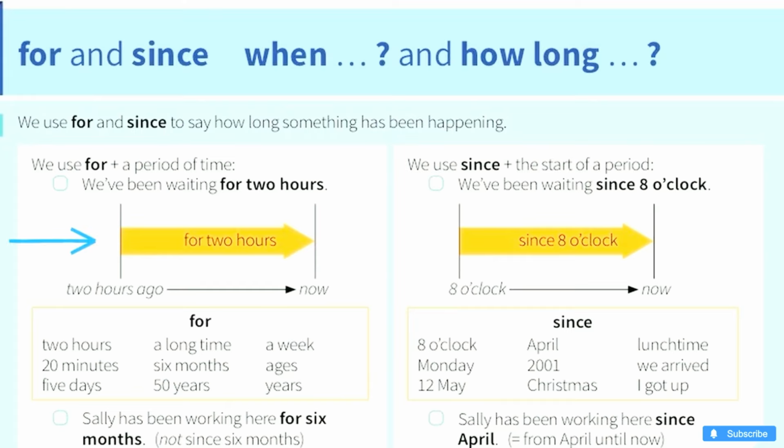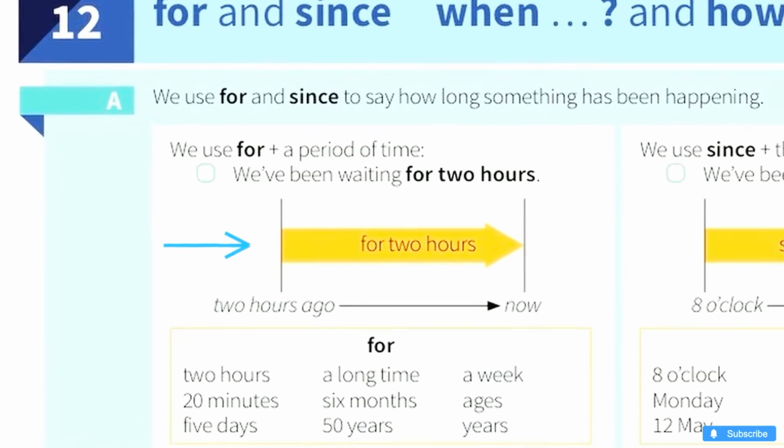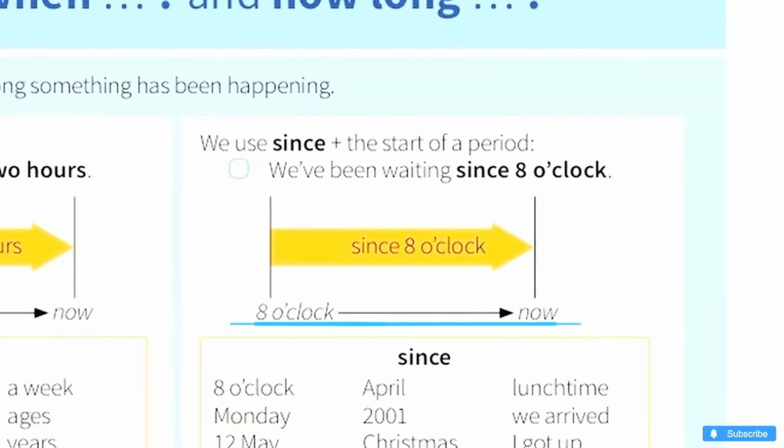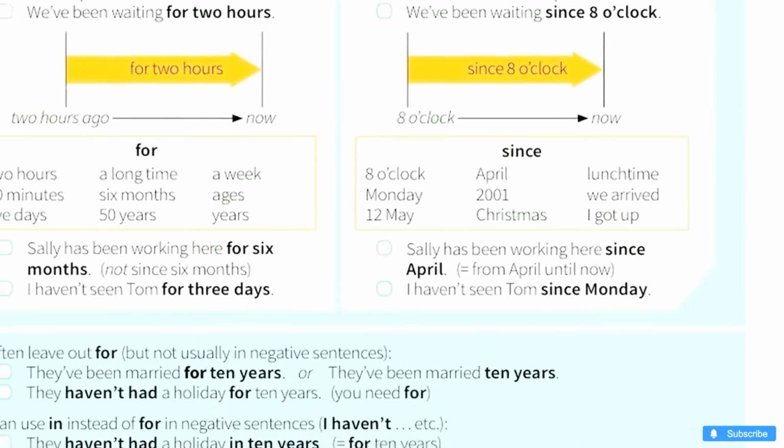Look at the yellow arrow on the left. We use for to measure a duration, a continuous block of time. It tells your listener how long the stopwatch has been running. The arrow on the right shows how since works. Instead of measuring the whole span, it drops a pin on the timeline at the exact moment the action started. This determines the vocabulary you use.